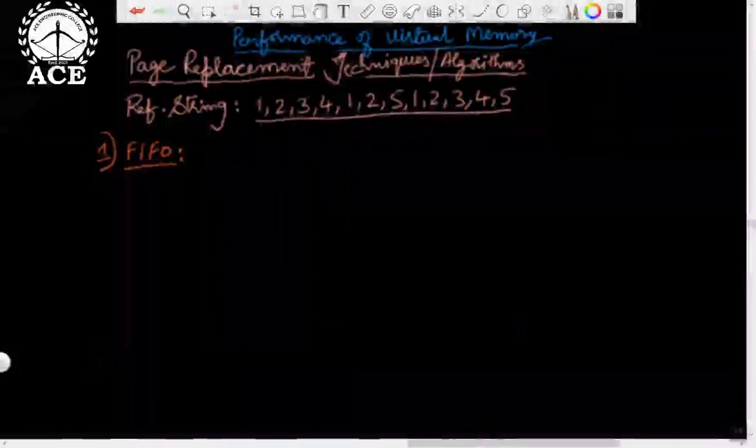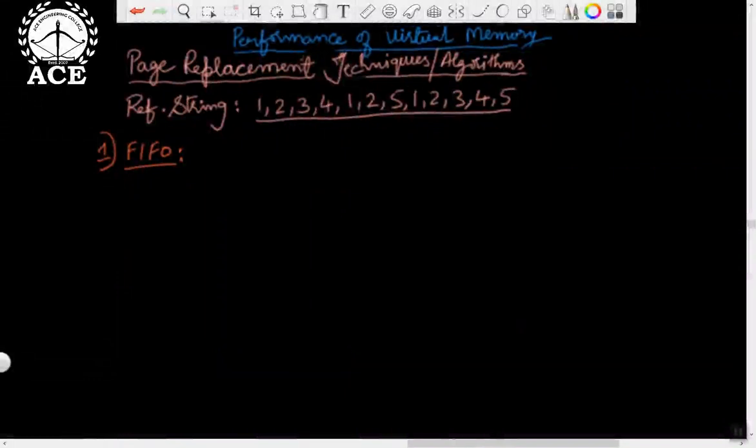Okay, in the earlier lecture, we were discussing page replacement techniques or algorithms. I have discussed first in, first out, if you remember. So I will take another data set and repeat FIFO so that you can have better understanding. And moreover, we are going to observe one more important property of first in, first out.